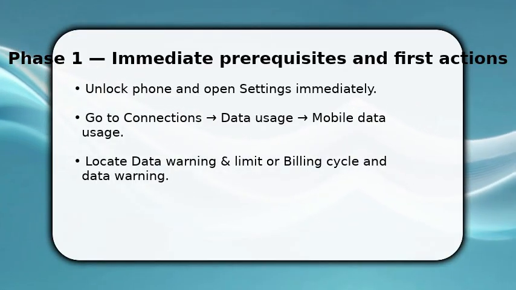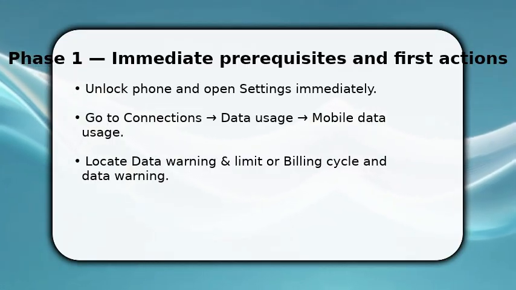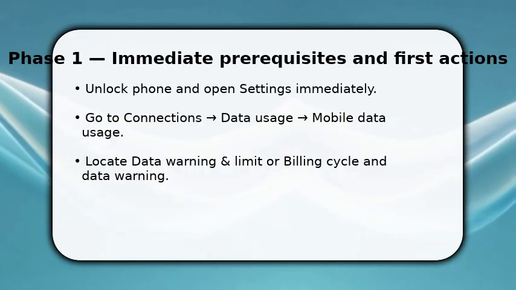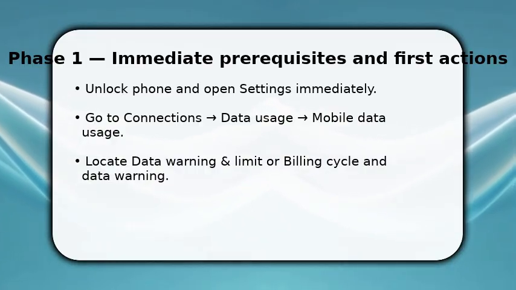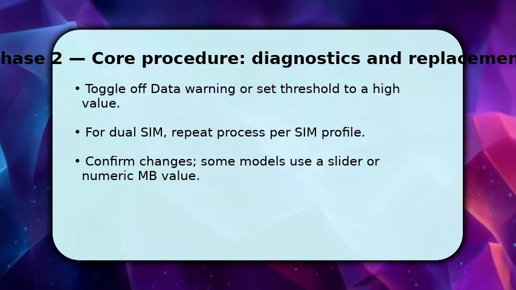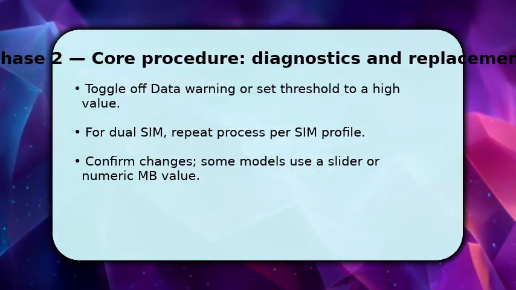Select the active line first. This gets you to the controls that trigger the warning. Once located, you're ready to change the threshold or disable the warning entirely. Once located, you either toggle off data warning or tap it and change the threshold to a very high number.